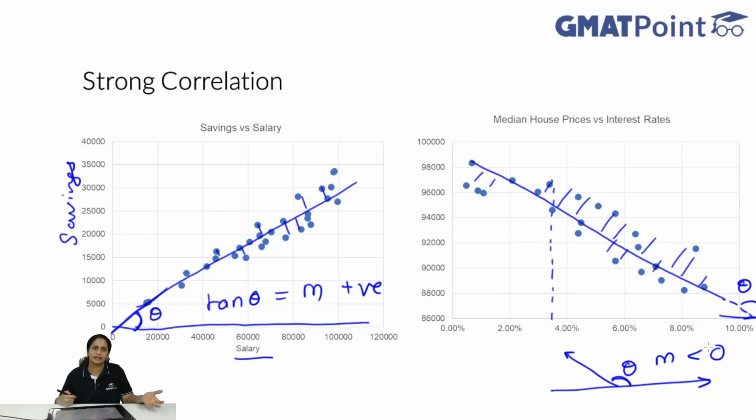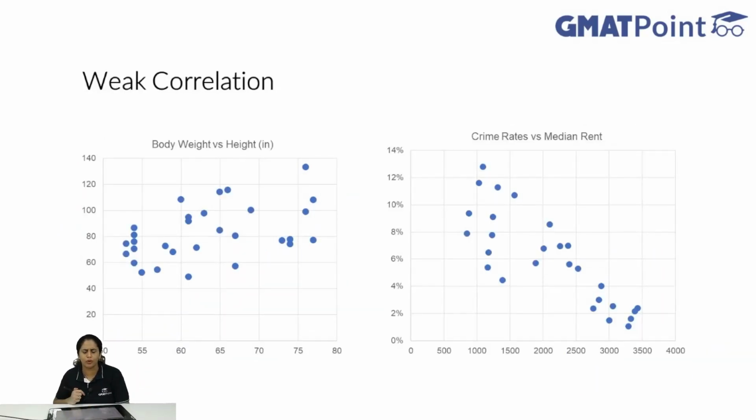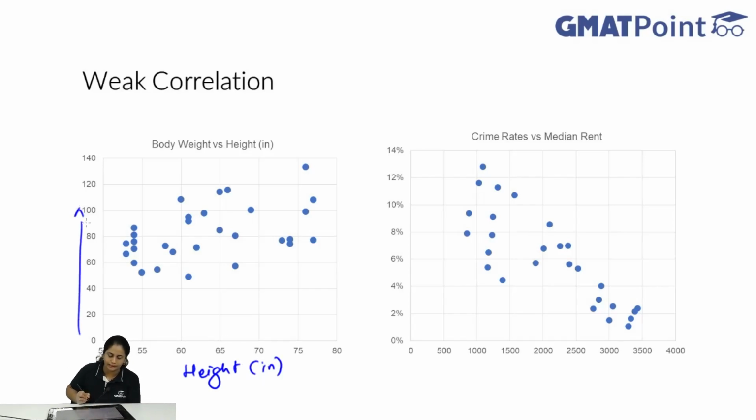Okay, so these are examples of strong correlation, positive correlation and negative correlation as such. Now let us consider weak correlation. What is weak correlation? Weak correlation is basically showing a trend, but the trend is not a very strong one. Why is the trend a weak one? If I get a graph like this, I can see roughly that as the height increases in inches, so this is height in inches, the body weight is also roughly increasing. But there is no exact relationship between them.